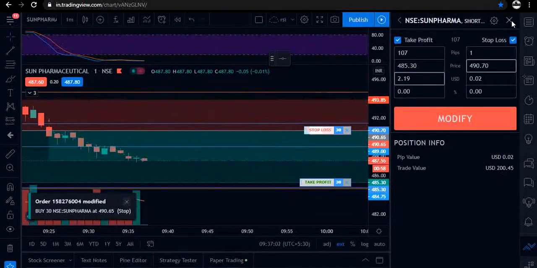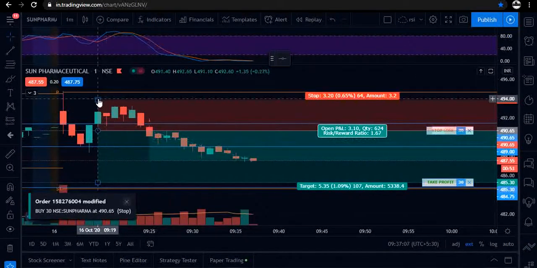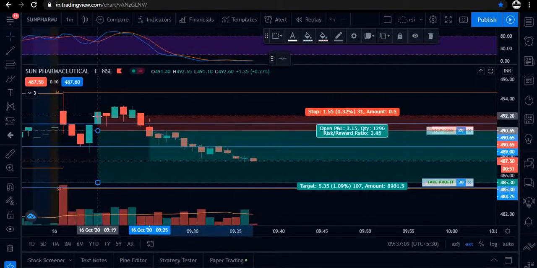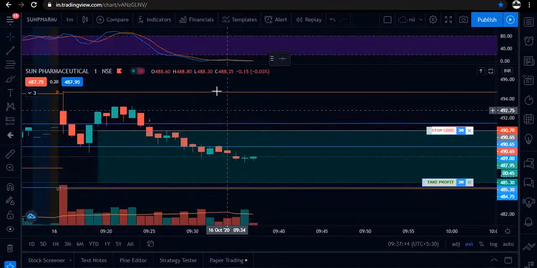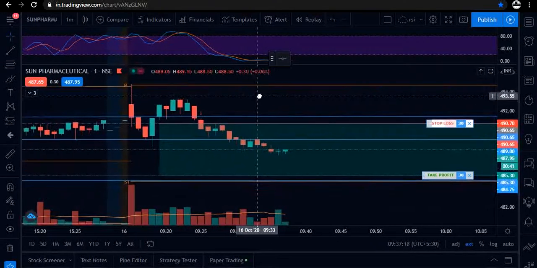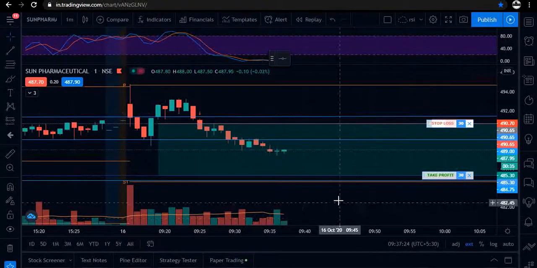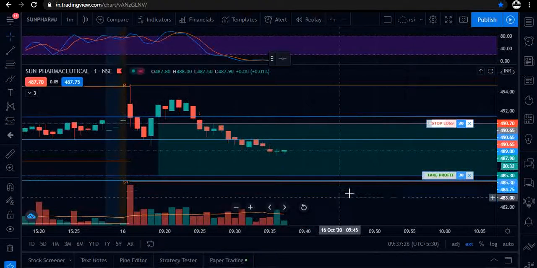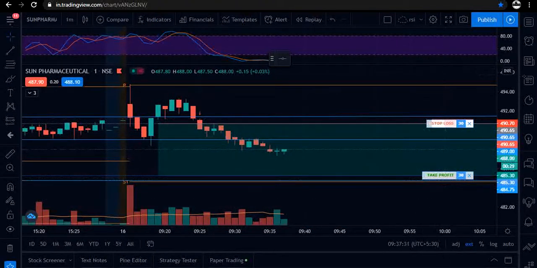So let's close that and drop this stop loss to our cost price. Okay traders, here you can see either we are booking profit or simply no loss. So that's our trade, traders. Now we are waiting for our target, and when it hits our target or stop loss, I'll update you.